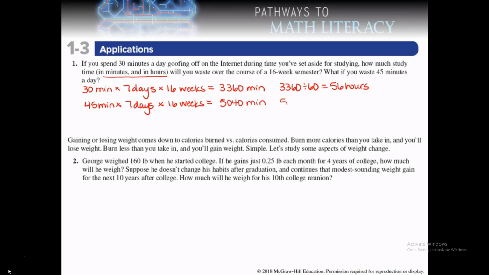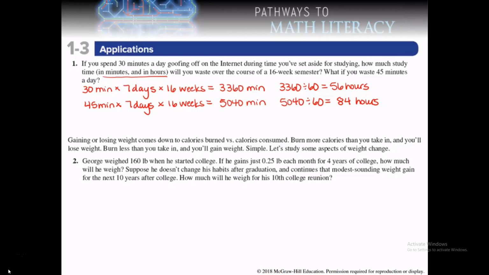In number 2, we have a guy, George, who weighed 160 pounds at the start of college. He gains a quarter of a pound a month for the 4 years of college. So how much will he weigh when he graduates? So he started at 160 pounds plus a quarter of a pound per month.